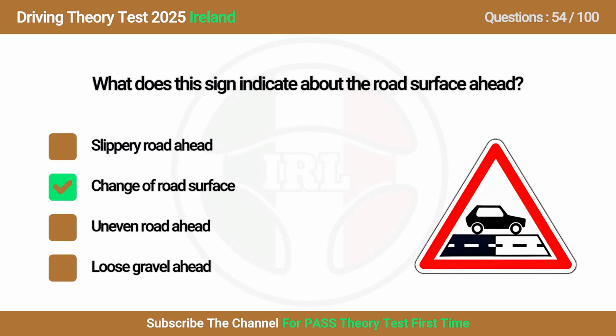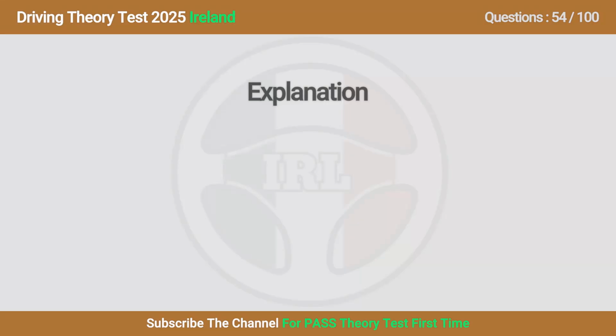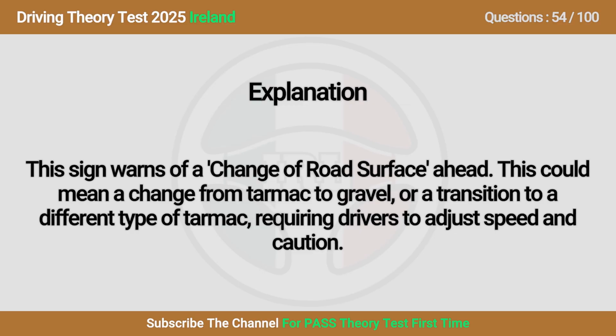Answer is B. Change of road surface. This sign warns of a change of road surface ahead. This could mean a change from tarmac to gravel or a transition to a different type of tarmac, requiring drivers to adjust speed and caution.